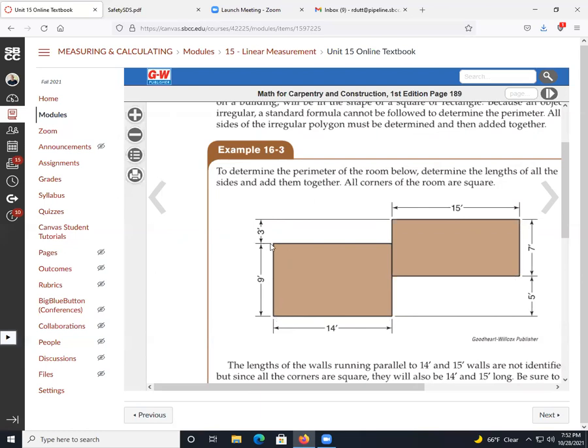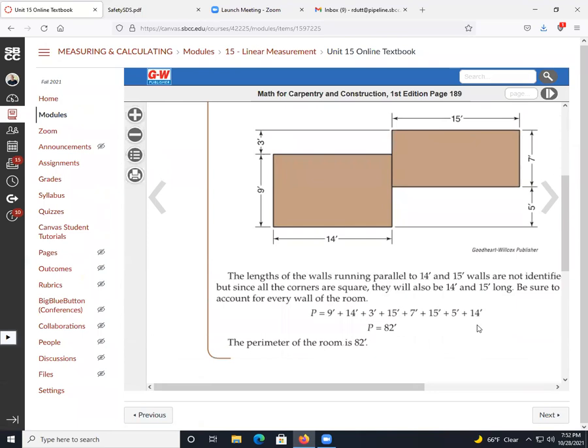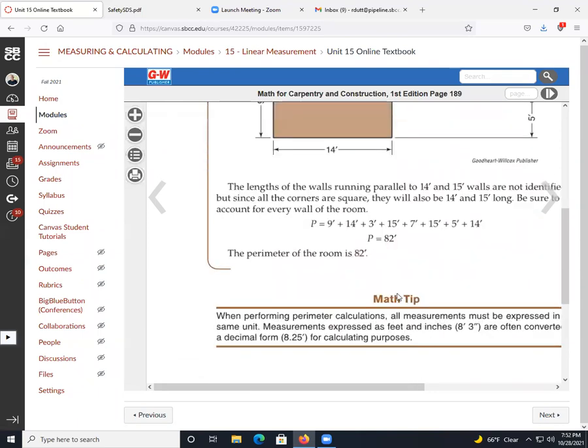We'll add 9, which is 50. We'll add 14, which is 64. We'll add 3, which is 67. We'll add 15, which is 82. Am I right? Let's see. Yes, I'm right. Perimeter of the room is 82.